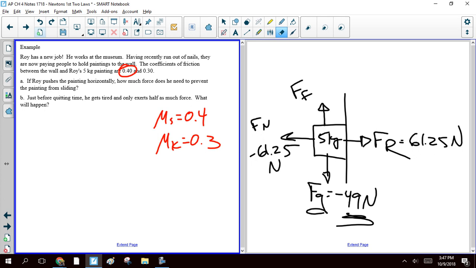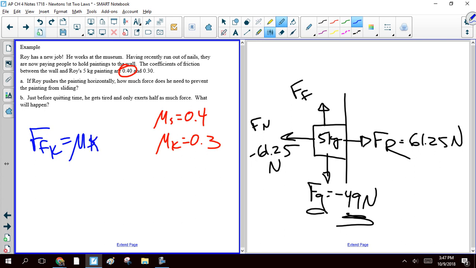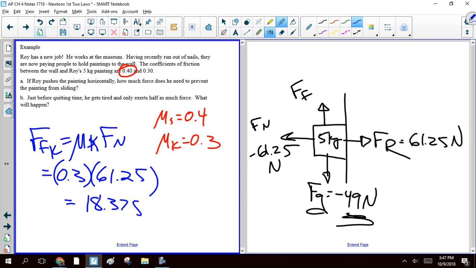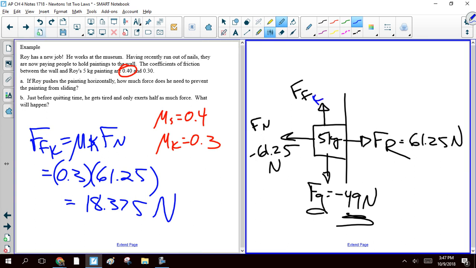So we've got to go to kinetic friction, right? In other words, the picture is going to move. Force of friction kinetic is our coefficient of kinetic friction times our normal force. So that's 0.3 times 61.25, which gives you 18.375. So there's my kinetic friction.